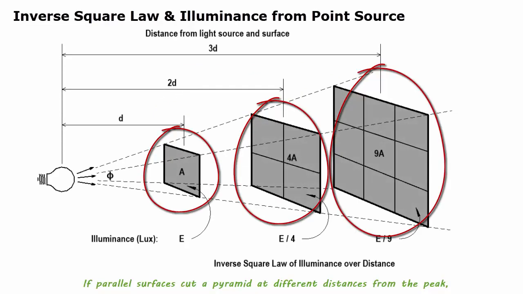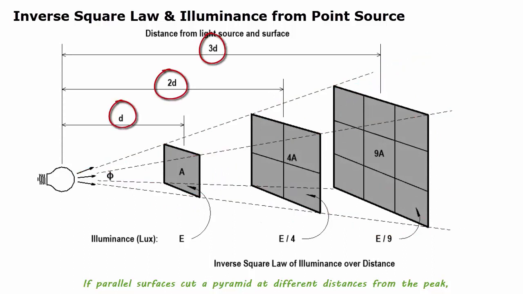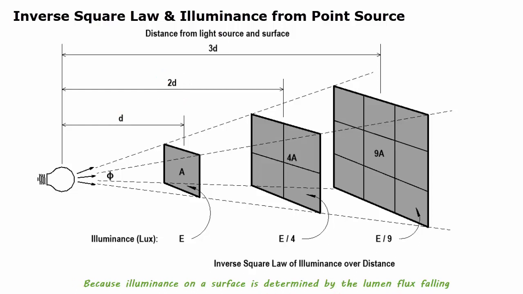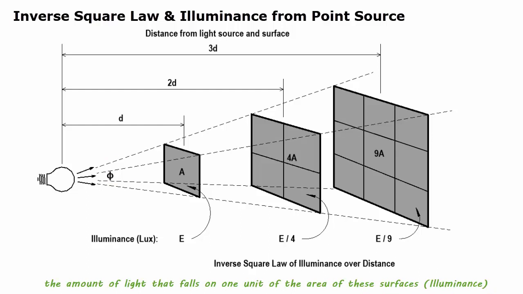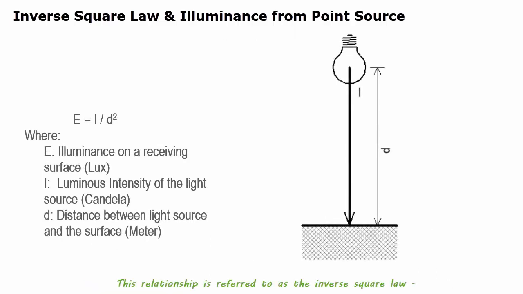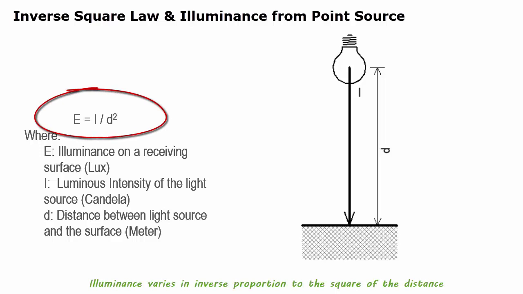If parallel surfaces cut a pyramid at different distances from the peak, the areas of those surfaces are proportional to the square of the distances. Because illuminance on a surface is determined by the luminous flux falling on the surface and the area, the formula does not change. The amount of light that falls on one unit of the area of these surfaces, which is illuminance, is inversely proportional to the square of the distance from the light source. This relationship is referred to as the inverse square law. Illuminance varies in inverse proportion to the square of the distance between the receiving surface and the light source.